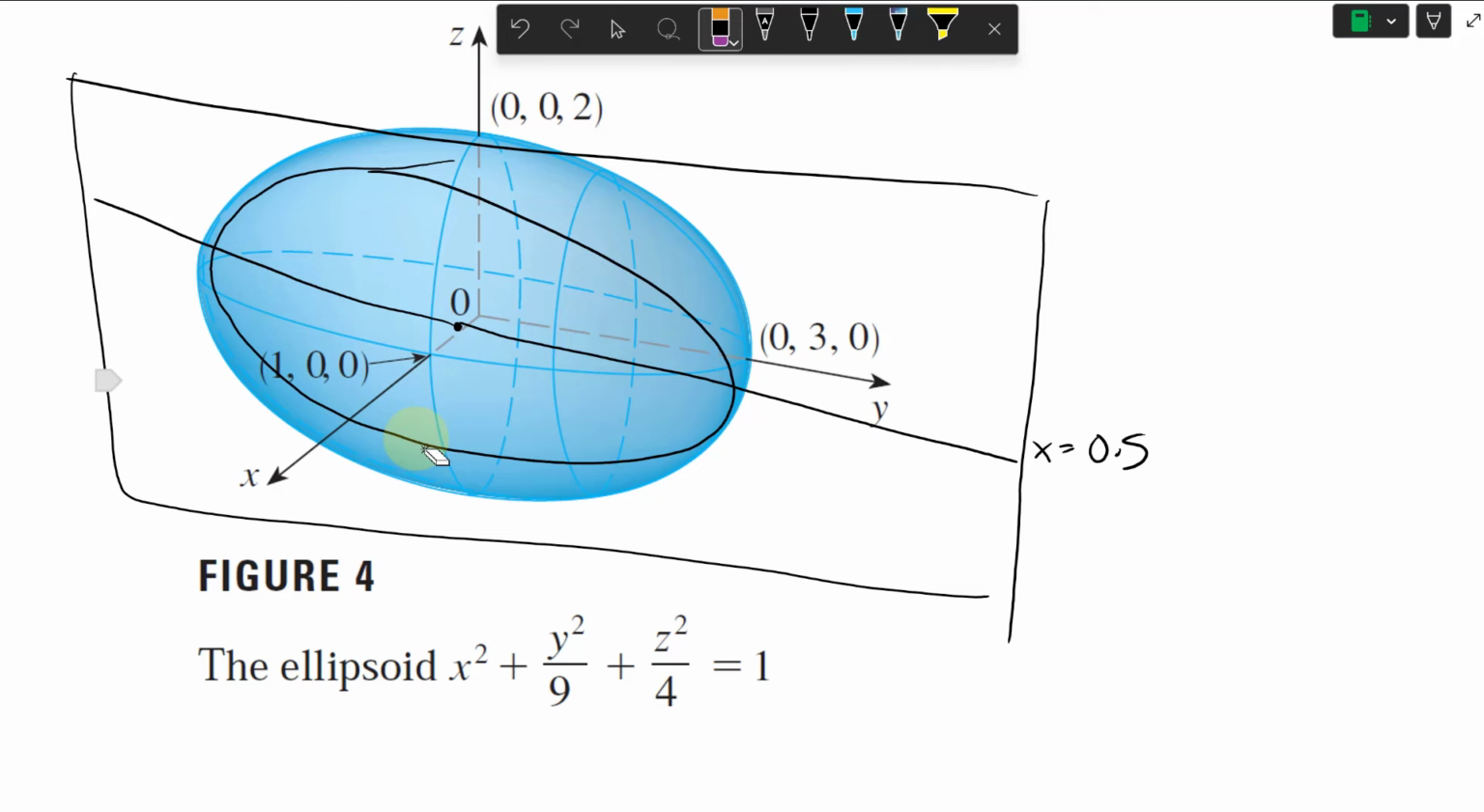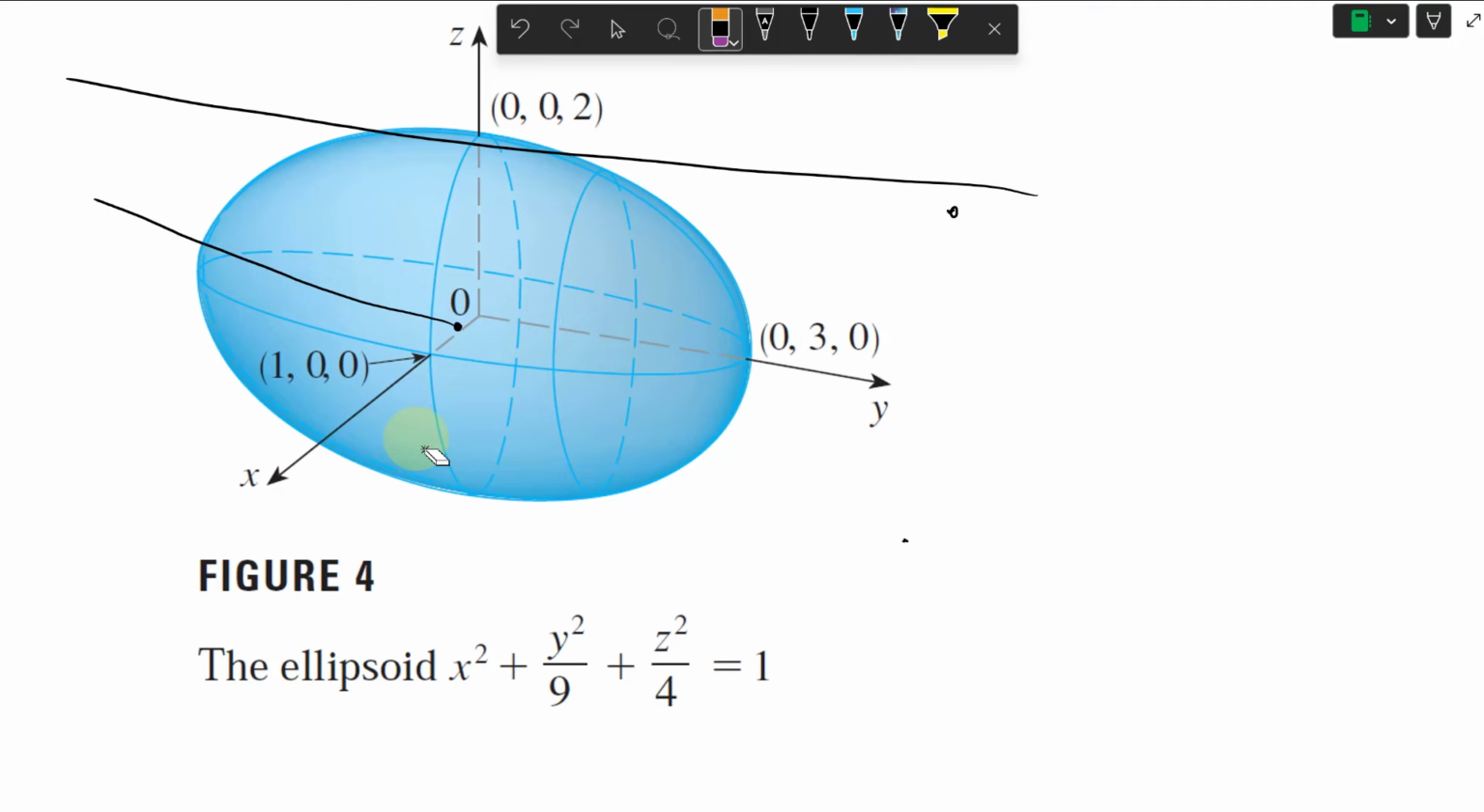So you're cutting through at the x equals 0.5 plane, where any point on this, the y and z are going to be different, but the x is going to be equal to 0.5. And it's going to be a vertical trace, like a vertical ellipse.